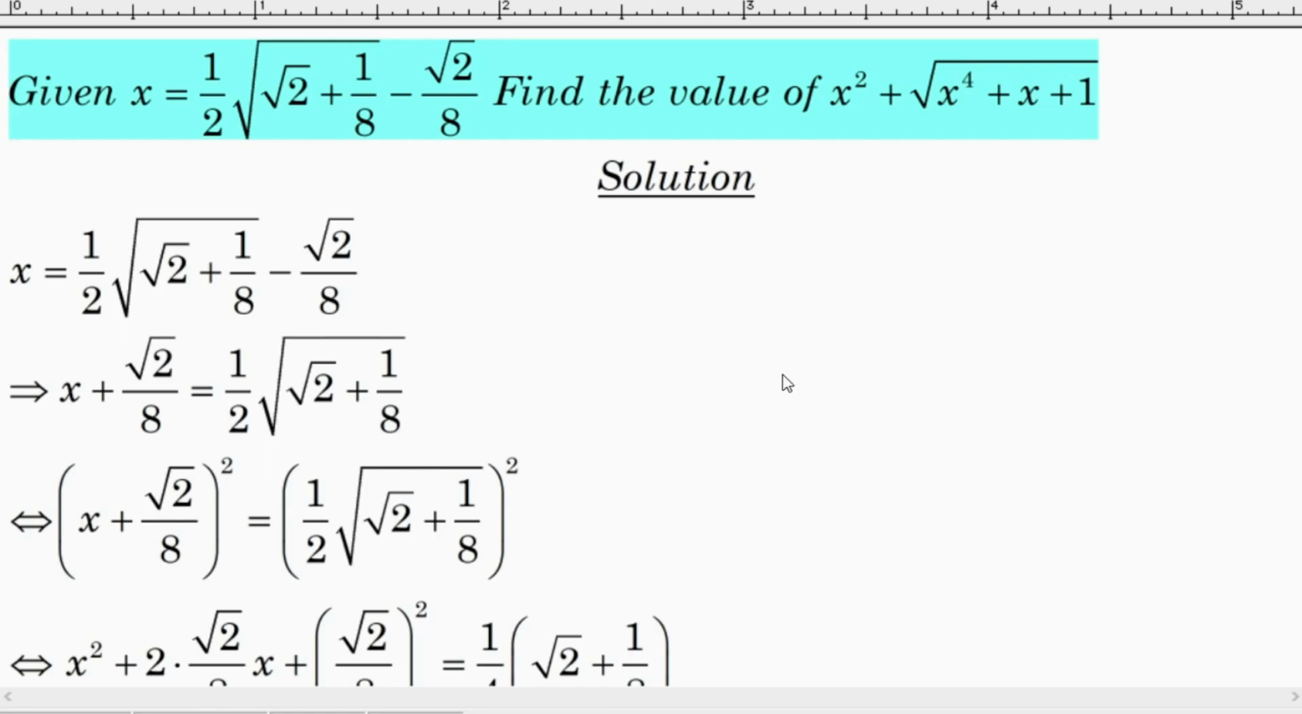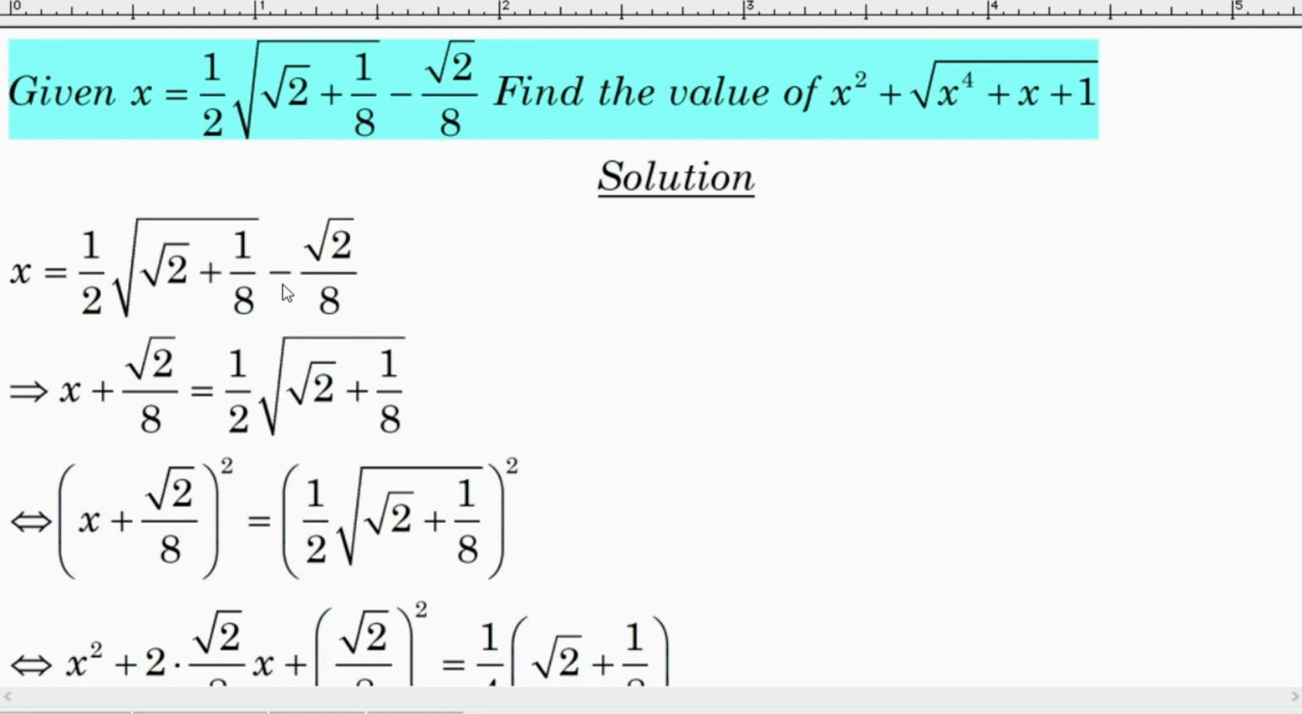Okay, so for this question, I have already written all the details for the solution on the page here, so I can explain to you clearly and in detail so that you can understand how we can solve this question. So please keep watching with me. Alright, now what they are given here is x equal to 1/2 square root of 2 plus 1/8 and then minus square root of 2 divided by 8.